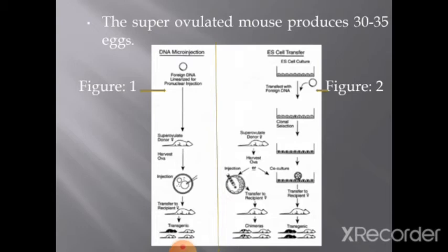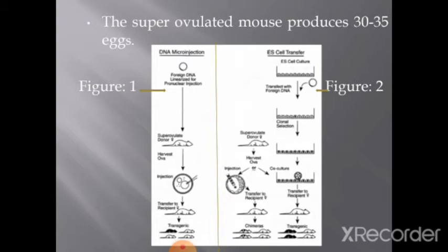Then the eggs with transgenes are kept overnight in an incubator. You can't directly put them into the other mouse or the foster mice. The eggs with transgenes are kept overnight in the incubator so that they develop into a 2-celled stage by the process of cleavage. These eggs in 2-celled stage are implanted into a foster mother, that is a pseudopregnant female mouse.